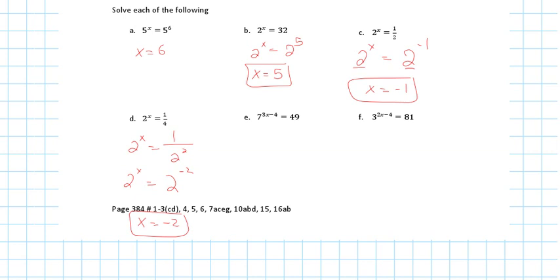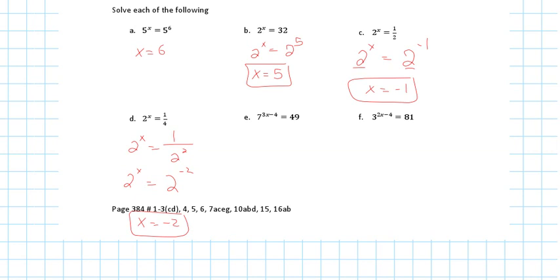What is this? You're still doing the same thing. Make sure that your bases are the same. So what would my base be? 7. 7 to the power of what gives me 49? 7 to the power of 2, right? So that's 7 squared.